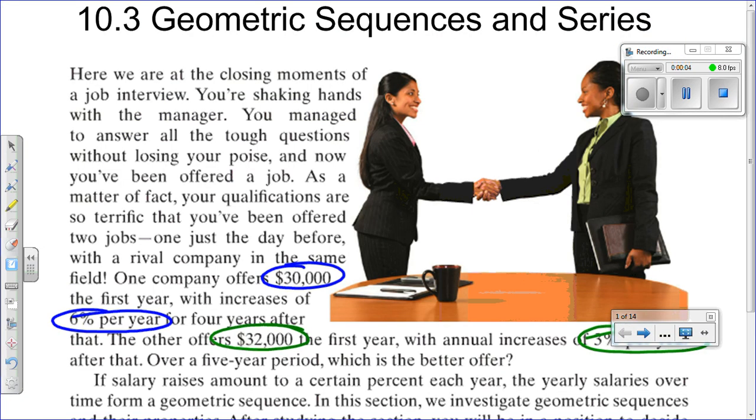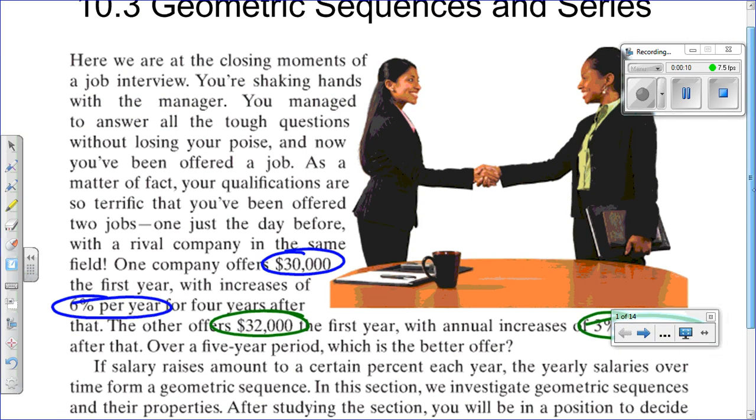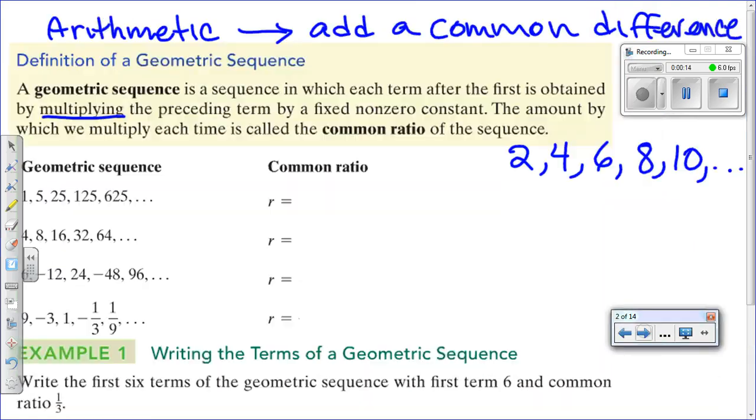Today we'll cover section 10.3, geometric sequences and series. With this class, we went over the introduction, which is going to lead us to a problem at the end of the section. And after that, we were discussing how the difference between a geometric and an arithmetic sequence is that with the second, you add a common difference.